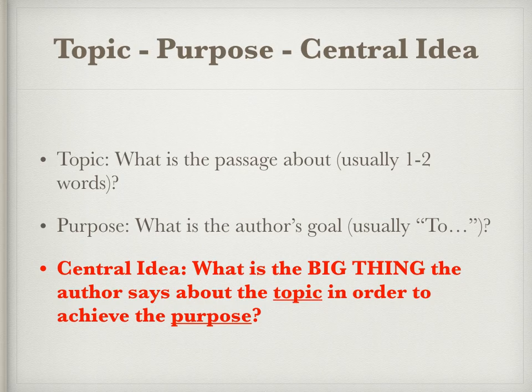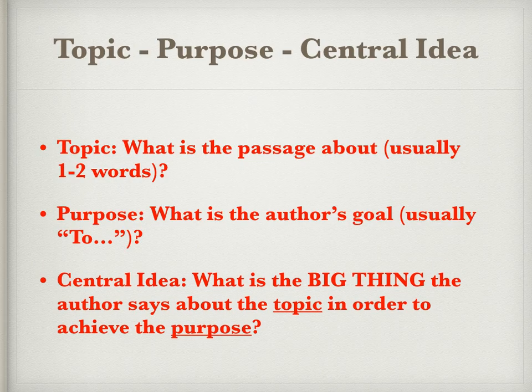Next, we have central idea. And so central idea kind of connects to the other two, the topic and the purpose, in this way. You can ask yourself, what is the big thing the author says about the topic in order to achieve the purpose? So if the topic was, what is the passage about? You've got your topic. And the purpose is, what is the author's goal? So you've got what the author's trying to do. You should ask yourself, what is the big thing the author has to say about that topic in order to achieve that purpose?